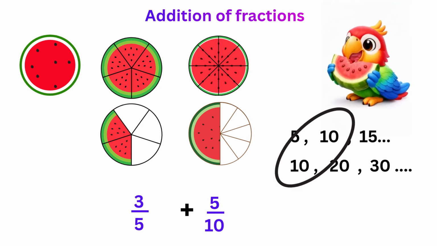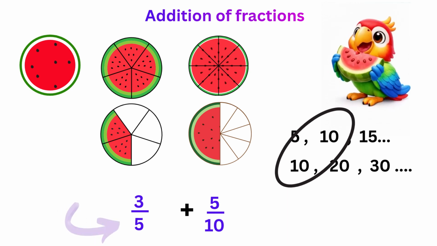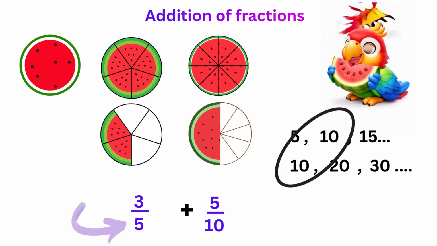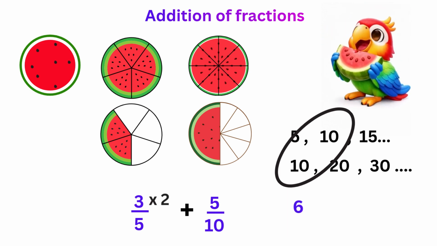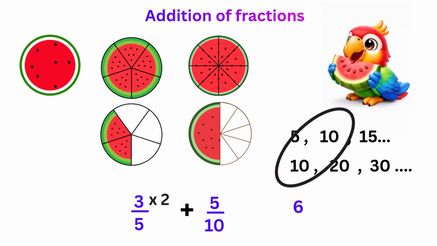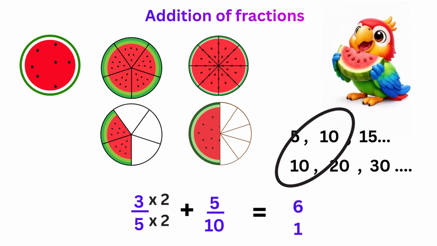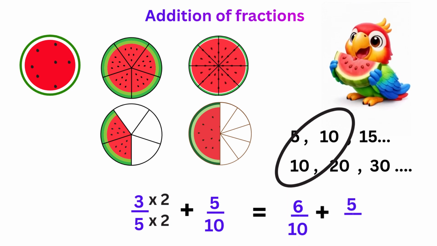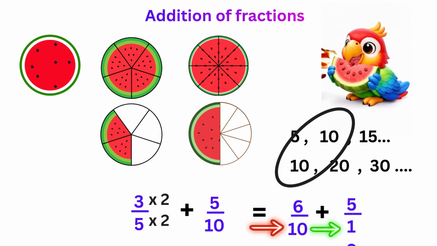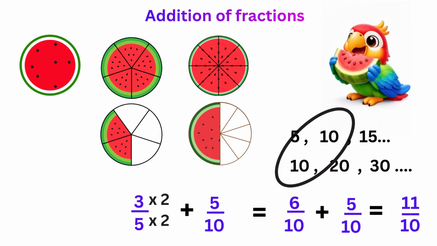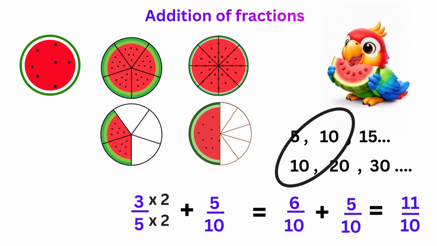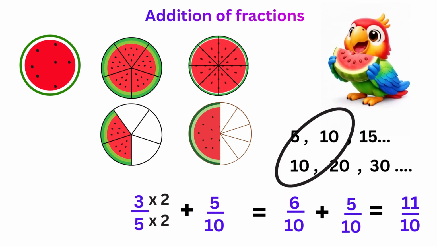Hence, convert this denominator to 10. Multiply top and bottom by 2. 3 times 2 equals 6. 5 times 2 equals 10. Now we're adding 6/10 plus 5/10. Since the bottoms are the same, we can add the tops. 6/10 plus 5/10 equals 11/10.